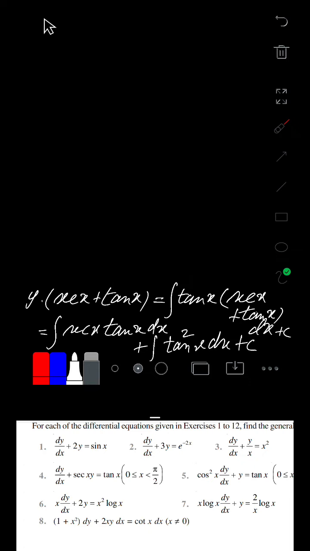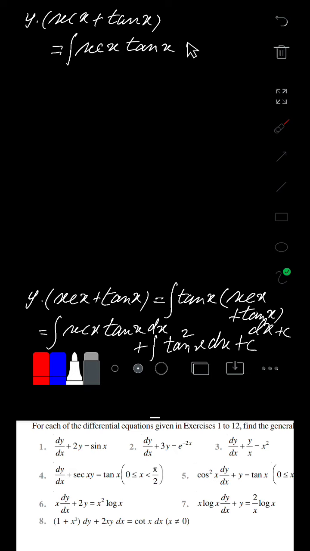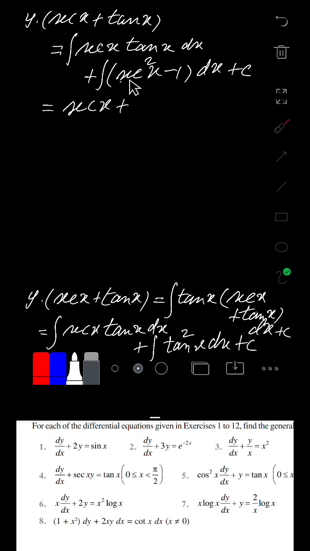Now proceeding from this step, we have y into sec x plus tan x is equal to, on the right hand side, integral sec x tan x dx plus, in the next integral, the integrand is tan squared x, which is not integrable, so we need to write it in terms of sec squared x. As we know well, tan squared theta is sec squared theta minus 1, so we may write tan squared x as sec squared x minus 1 dx plus c. Now the integral of sec x tan x with respect to x is sec x, the integral of sec squared x is tan x, and the integral of 1 with respect to x is x, so minus x plus c.